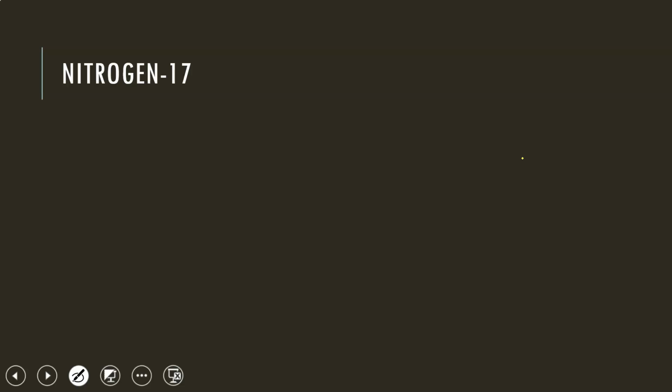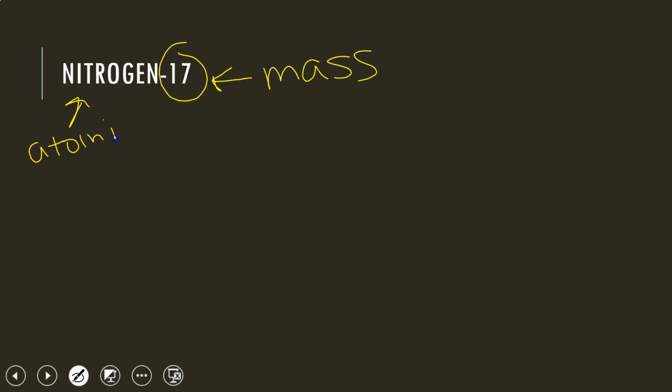So let's look at nitrogen-17. This is written in isotope format, okay? So if you look, the number at the end is the mass. From the name, we can get the atomic number. Now I want us to figure out how many protons, neutrons, and electrons there are.